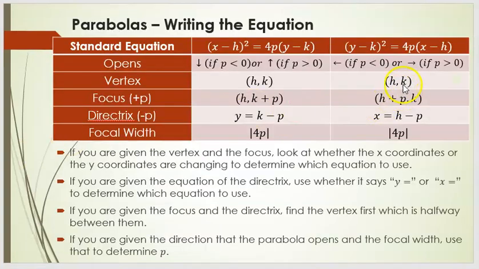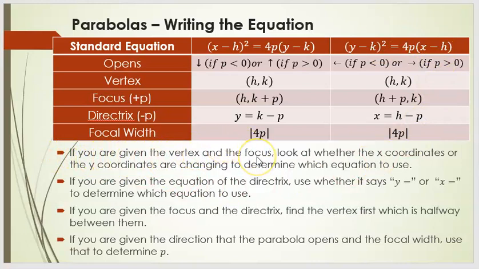So for writing the equation itself, I now know that this one is opening to the left or to the right, so I'm using the column on the right-hand side. We found that p is 2, so I'll have 4 times 2 is 8, and we know the h and the k values. So I'm just going to be plugging those numbers in. And again, this all came from the first bullet I had here.